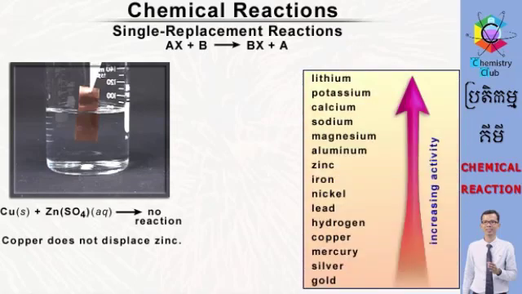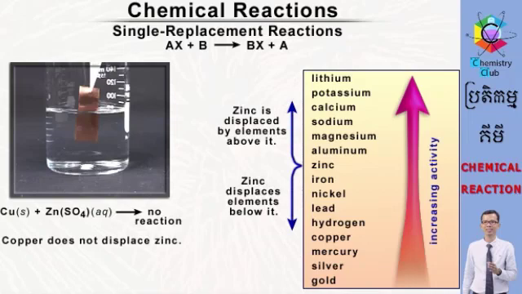The results can be displayed on a chart showing the hierarchy of displacements. Any element in the chart displaces the elements below it and is displaced by the elements above it. This arrangement of metal elements is known as the activity series, and it shows the relative reactivity of each metal. Thus, you can see that lithium will displace any metal on the chart, and any metal will displace gold.